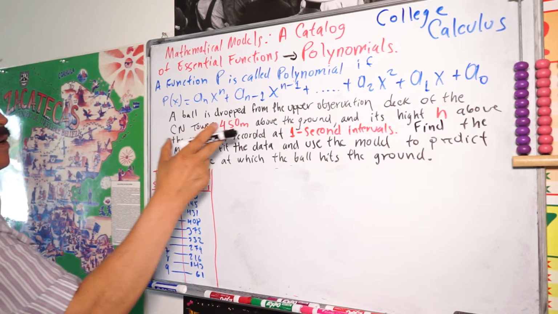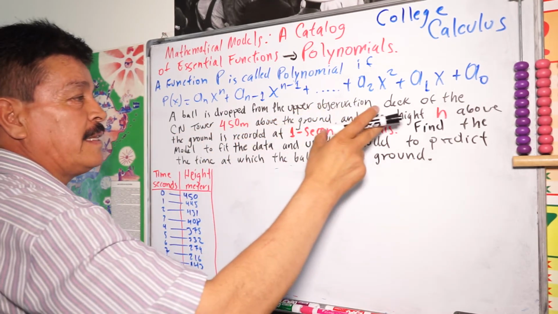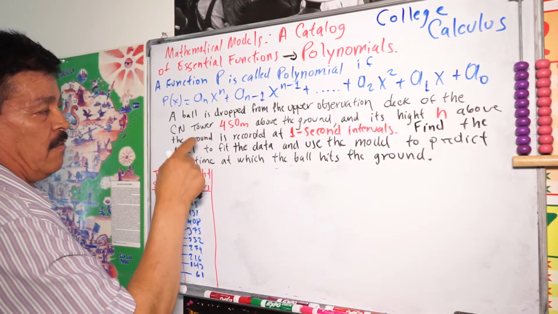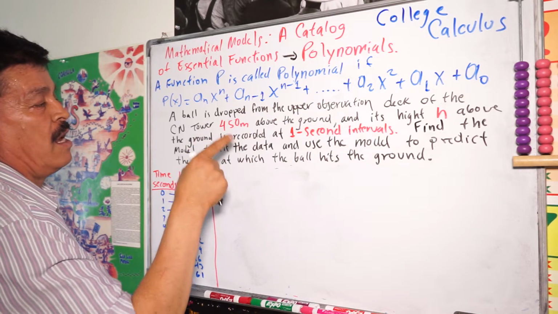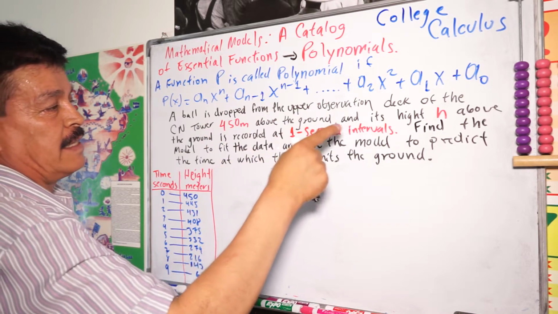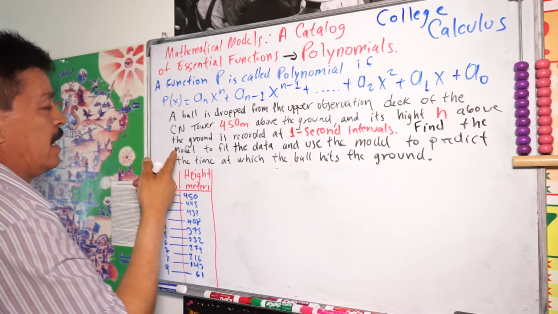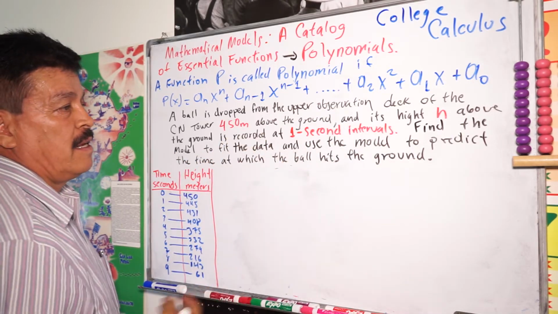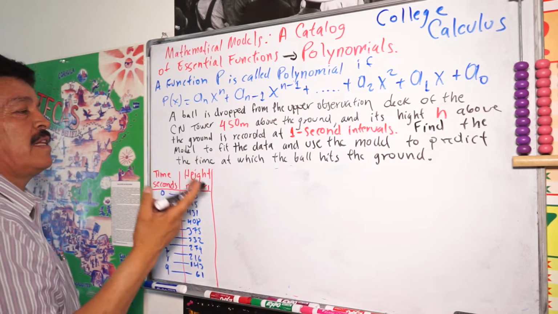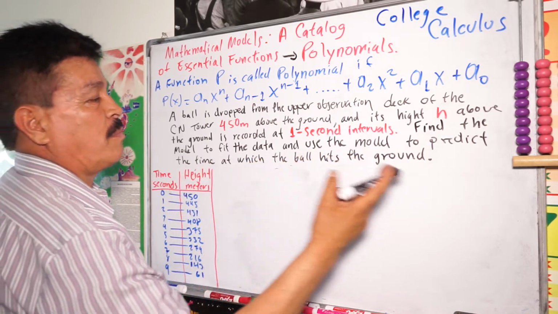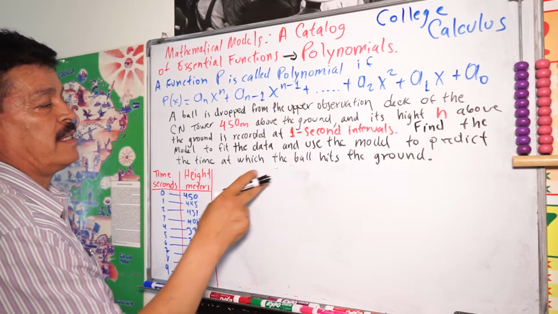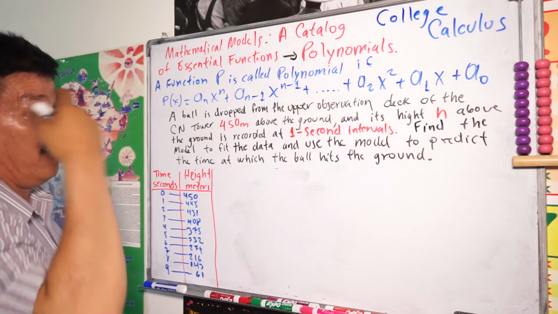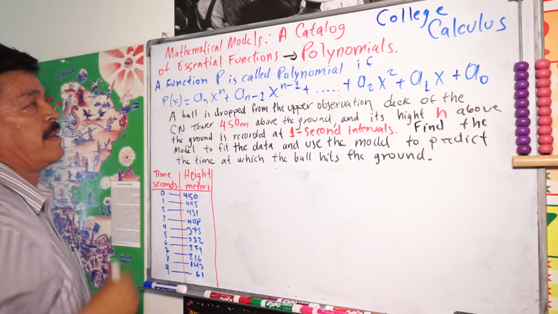Let's try to find the answer to this question. A ball is dropped from the upper observation deck of the CN Tower, 450 meters above the ground, and its height above the ground is recorded at 1 second intervals. Find a model to fit the data and use the model to predict the time at which the ball hits the ground. Remember, this unit for college calculus is talking about mathematical models.